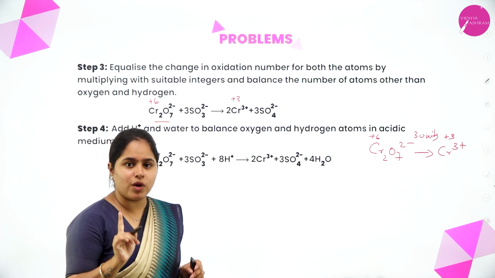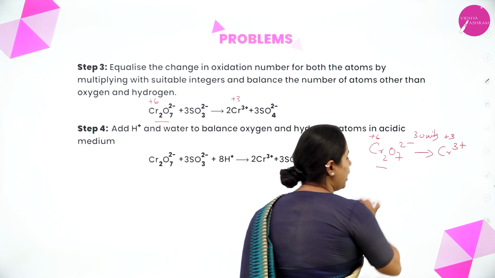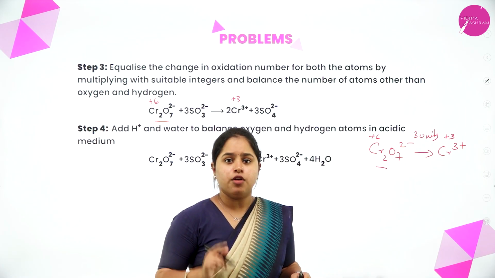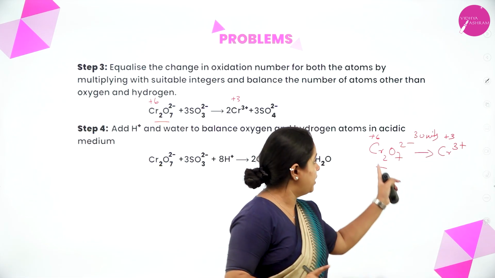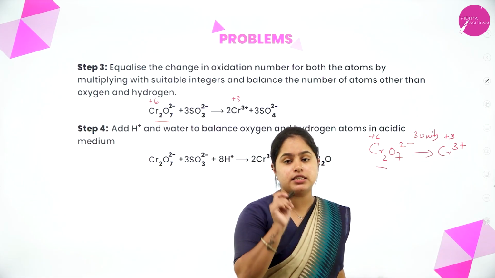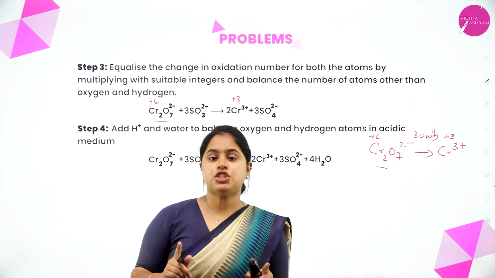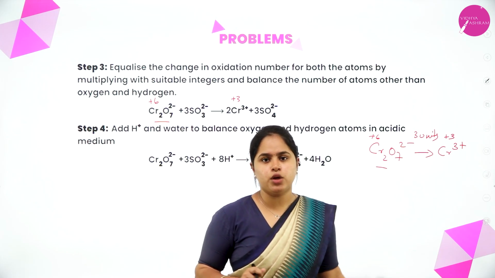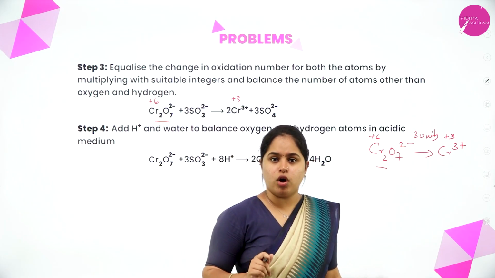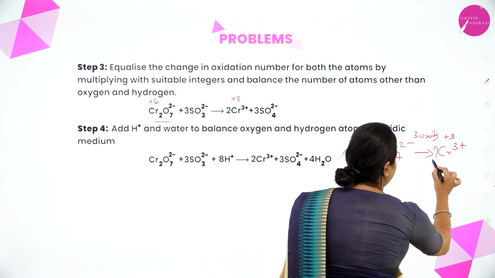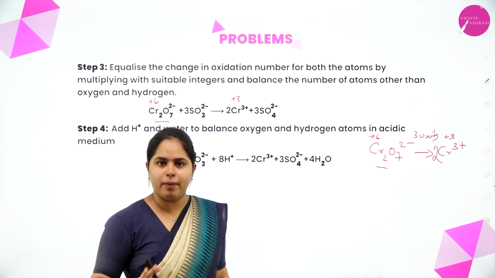But there is one more point you have to remember. This 3 unit change is for each atom of chromium. But how many are there on the reactant side? It is Cr2O7 2 minus, right? So for each atom of chromium, there are 3 units of change. It is Cr2 here and only 1 chromium there. So what do we have to do? We have to multiply this by 2. So you get 2 Cr3 plus. That is the way we have to balance here.